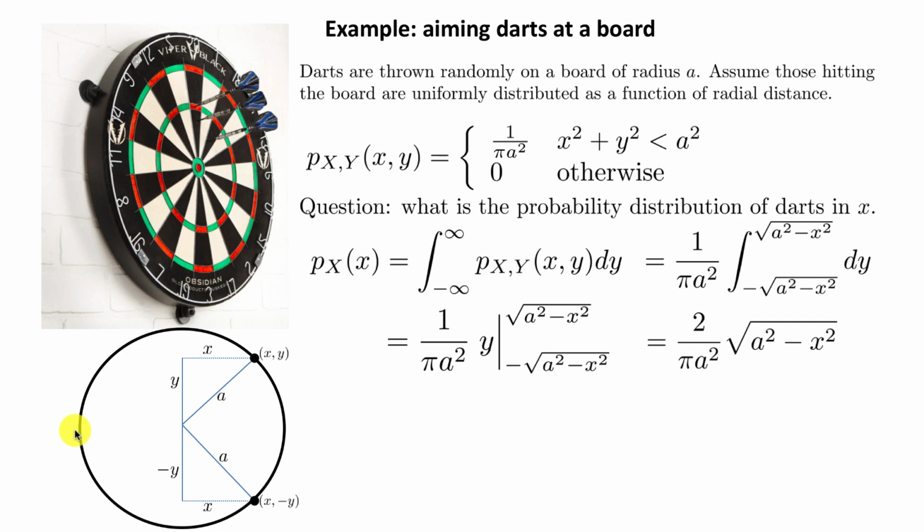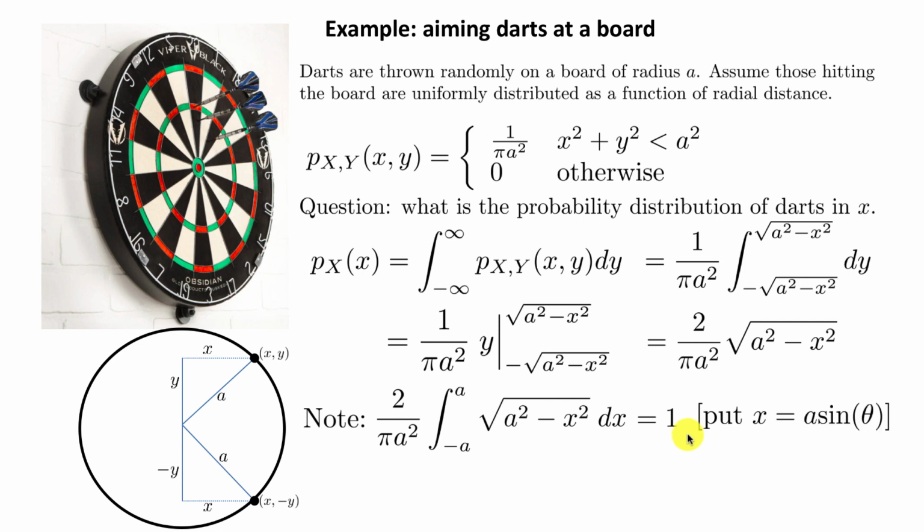If we have calculated this correctly, then of course the integral of this marginal probability distribution ought to be 1. In other words, this should be 1. Is it 1? Well, actually, I'm going to leave this for you to do, but it's very easy. Just put x equal to a sine theta, in which case you'll have over here a squared into 1 minus sine squared theta, which is cos squared theta, and so the square root of that will be a cosine theta, and then dx is equal to a cosine theta d theta. Just do the integral, and you'll see that it is equal to 1.